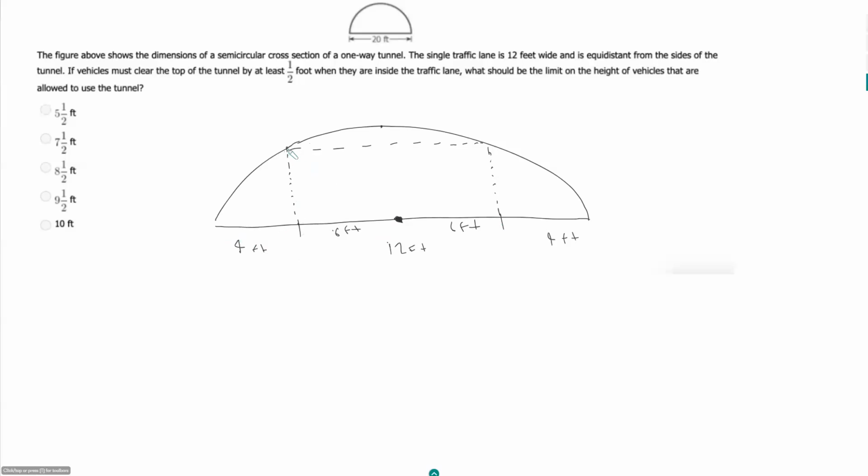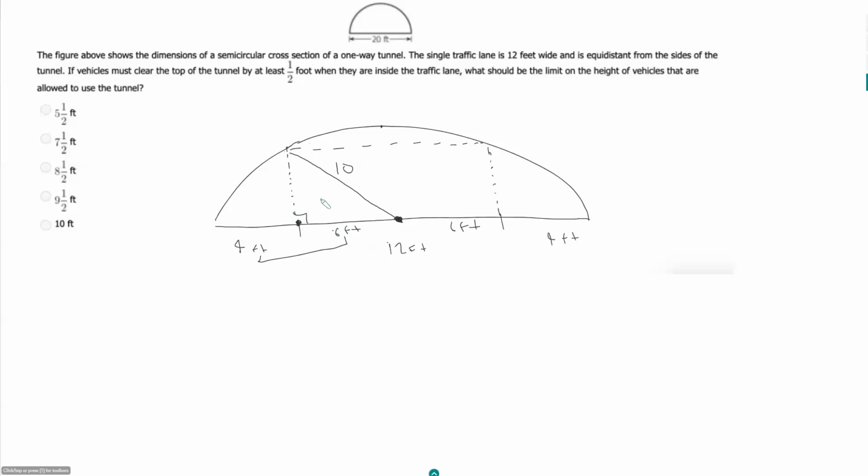So can we find this by, I make a triangle here. The hypotenuse here is going to be equal to the radius of my circle, right? So that is 10 feet, so 4 plus 6. So this here is going to be 10 feet. We said we know here from the start of the lane to the center of the circle is going to be 6 feet. And so we know this is a right triangle because this is coming straight down.